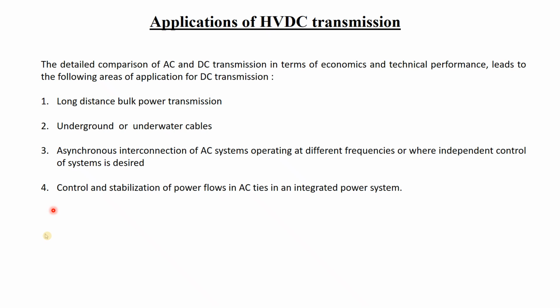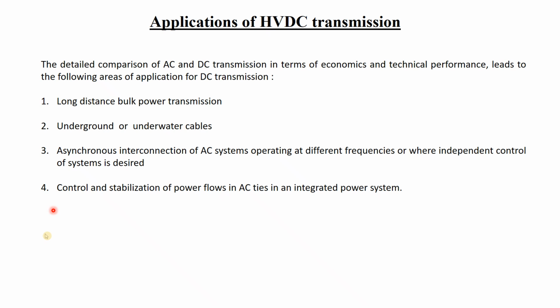Number 3 is asynchronous connection of AC systems operating at different frequencies, or where independent control of systems is desired. That means areas where different frequencies operate and where all the machines are not running at synchronism. Suppose there is a very large imbalance in frequencies, but we have to connect the generators to the grid. So for that purpose, the voltage of the alternators will be rectified, and then the DC power will be connected to the grid. So for those purposes DC is quite reliable, because we don't have to go for synchronism or matching the frequency.